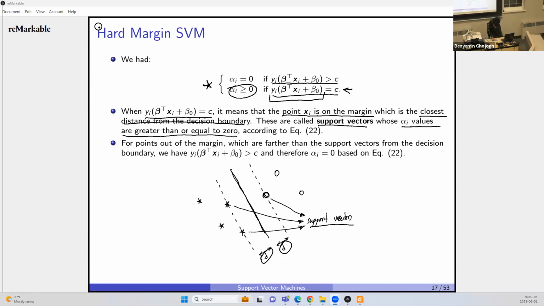Now consider this case. If yi times (beta transpose xi plus beta zero) is greater than c, it means that they have more distance from the decision boundary than the support vectors. They are here, they are not on the margin. In this case, alpha i is zero. The dual variables for non-support vector points, their alpha i's are zero.